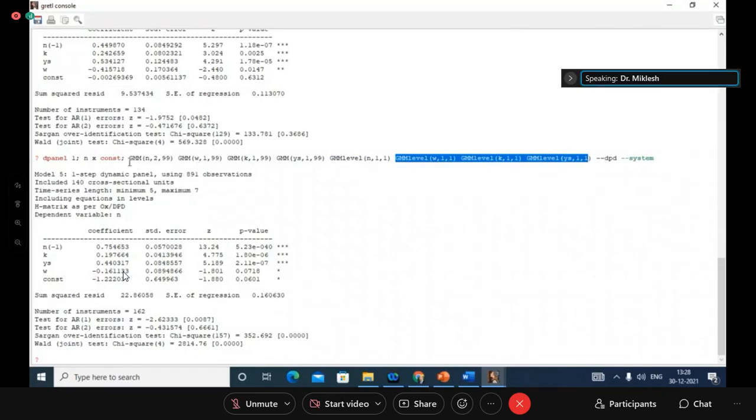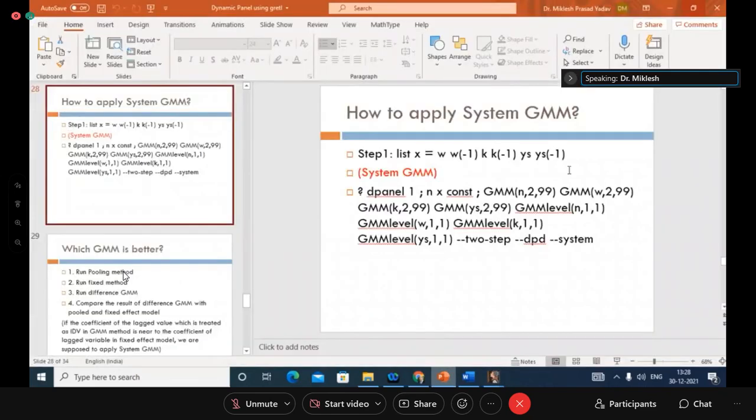So apart from this instrumental, we have to create the level instruments also. Again, I'm repeating, apart from these instrumental, we have to create the level of instrumental also. That is why system GMM gives you a more robust result than the difference GMM. Let's see what the PPT mentions.